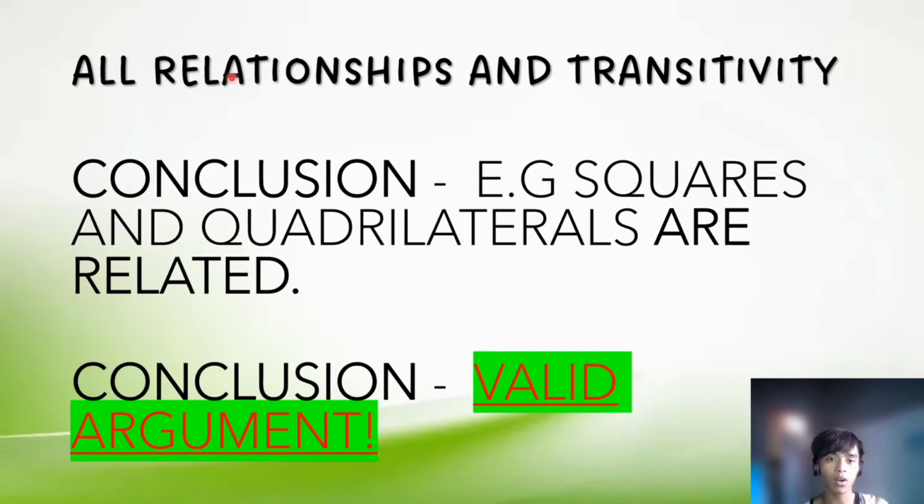Okay, we move on. Our subtopic for today's discussion is all relationships and transitivity. So what does this mean? This is another way of proving that an argument is valid. As we go deeper into our topic, we will be able to understand how the conclusion impacts the all relationships and transitivity. So in here, the conclusion tells us about how the squares are related to quadrilaterals. And this is always a valid argument. So take note.